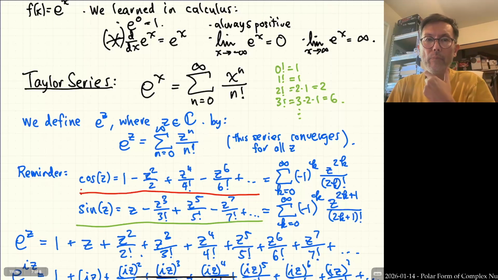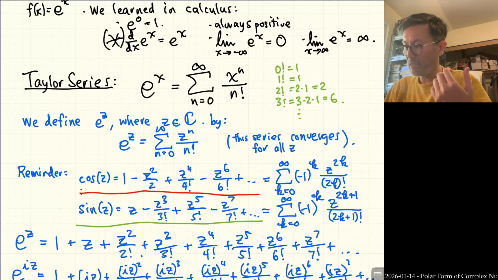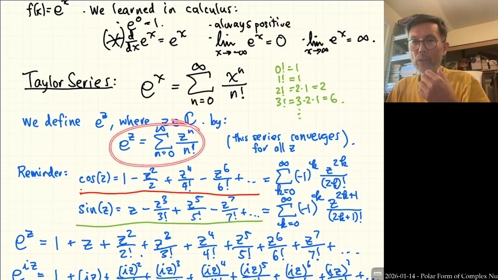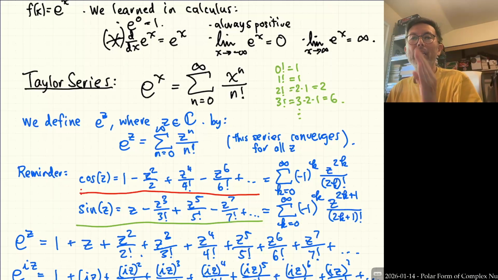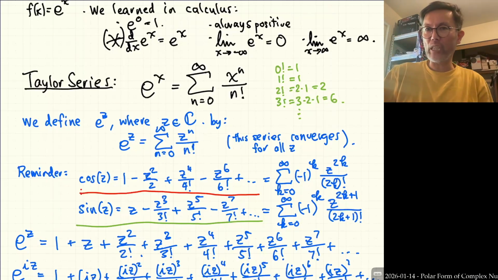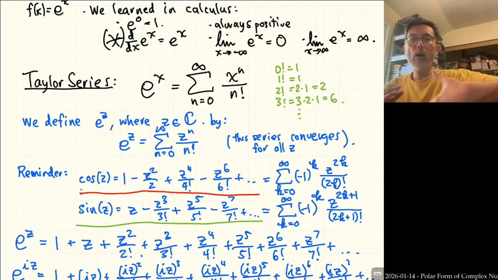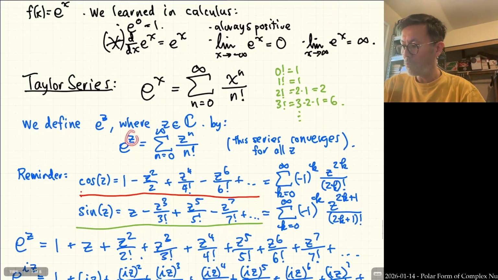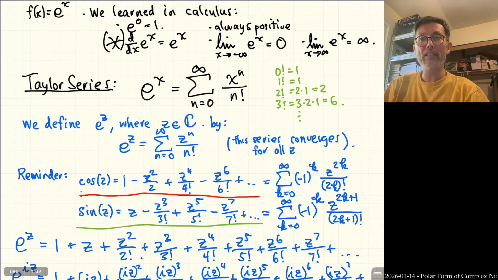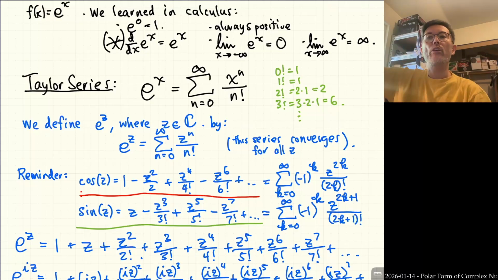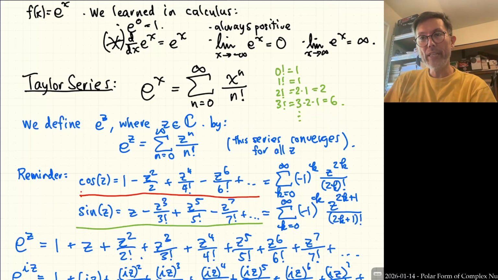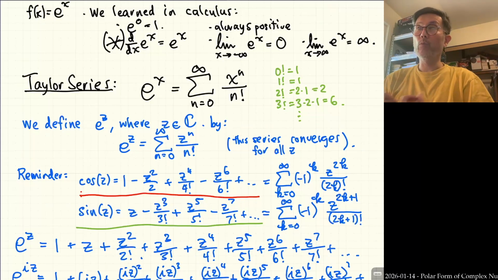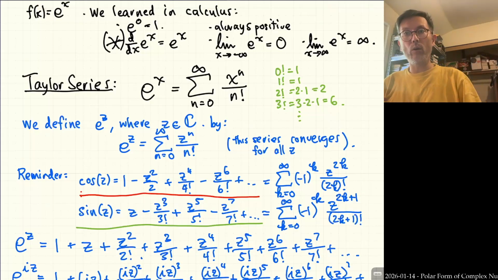The Taylor series is something that you learned about in your calculus class. You probably wrote e to the x equals the sum from n equals 0 to infinity of x to the n divided by n factorial, right? By writing z here, we are implicitly extending that definition from the real numbers to the complex numbers. And this is how we're going to define e to the z, where z now is a complex number, and e to the z is potentially also a complex number, right?